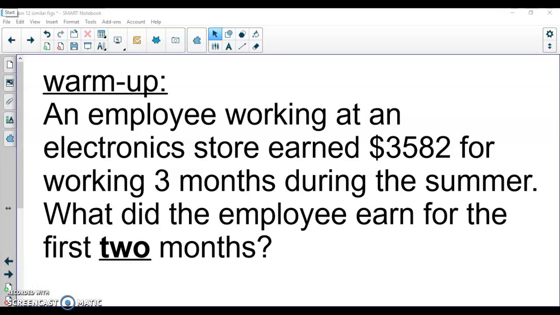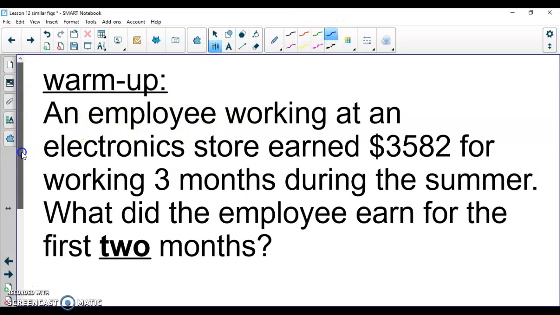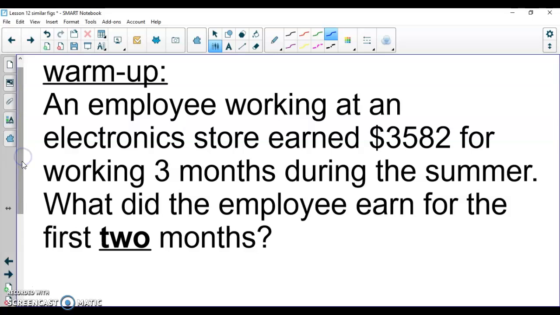We're going to talk about the EdPuzzle today for your lesson on similar figures. We're going to be using proportions again today. If you've noticed, this whole week is about applications of proportions. We're going to start up with just a proportion to get you thinking in terms of this.